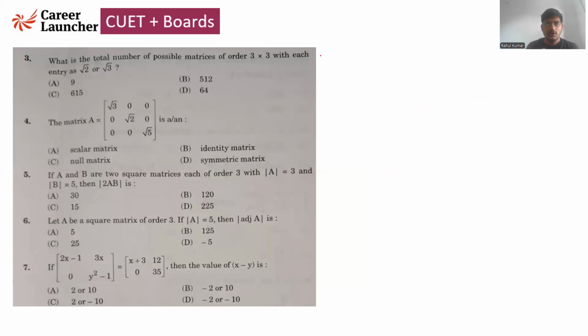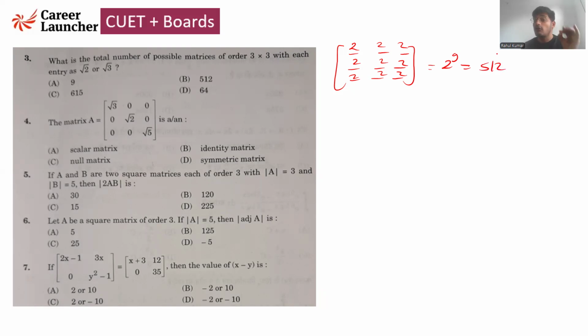Now we have the next question. The third question is, we need to find the total number of possible matrices of order 3 cross 3 you can create from two elements. A 3 cross 3 matrix has a total of 9 places which are vacant, and each place is filled with one of two elements, which means 2 to the power 9. If you know 2 to the power 9, then it's okay. If you don't, you already know that 2 to the power 10 is 1024. Divide it by 2 and you will get 512, which is option B as the correct answer.